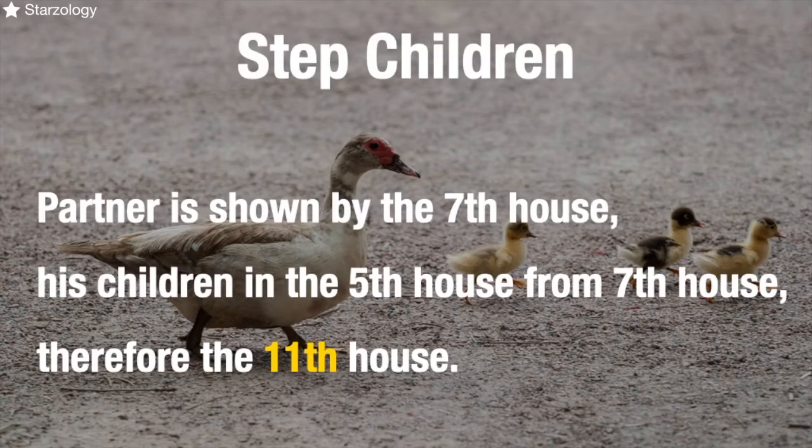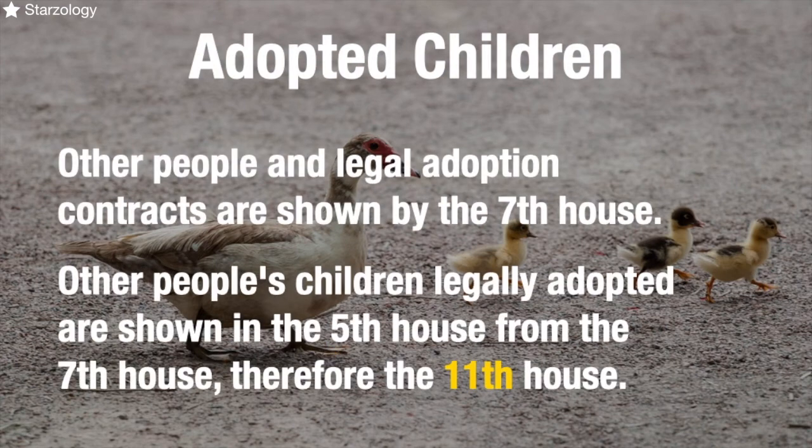So let's have a look now at stepchildren. Your partner is shown by the 7th house, and his children are shown by the 5th house from the 7th house. Therefore, it is your 11th house. Your experience of stepchildren is shown in your 11th house. Stepchildren are children that are not yours, but you perhaps marry some guy and he's already got kids. Those are your stepchildren. Similarly, for adopted children, other people and legal adoption contracts are shown in the 7th house. Therefore, other people's children, legally adopted, are shown in the 5th house from the 7th house in derivative houses, which is therefore also the 11th house. So in general, if you are looking at that sort of thing, you want to be looking at the 11th house. It's not necessarily the 5th house at all.